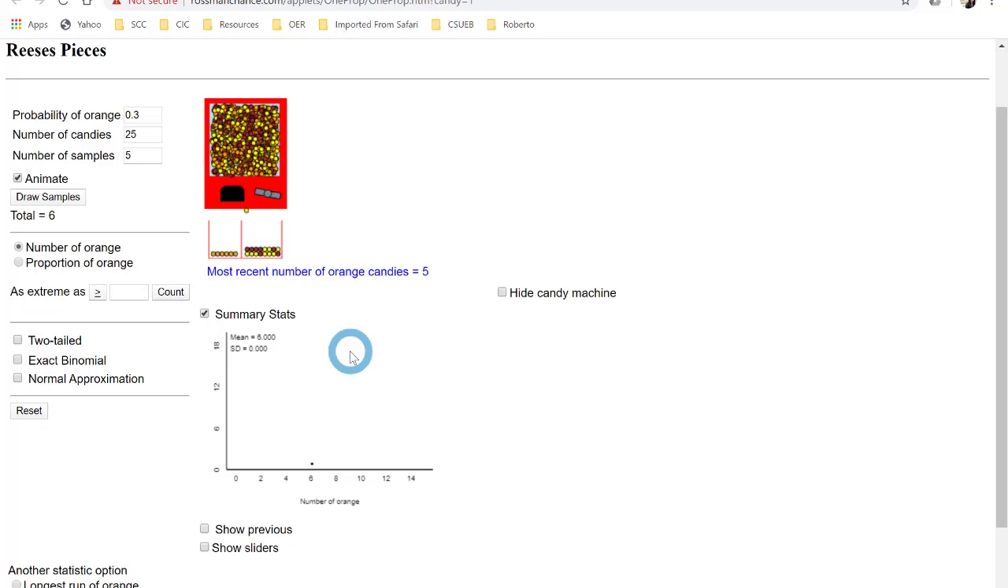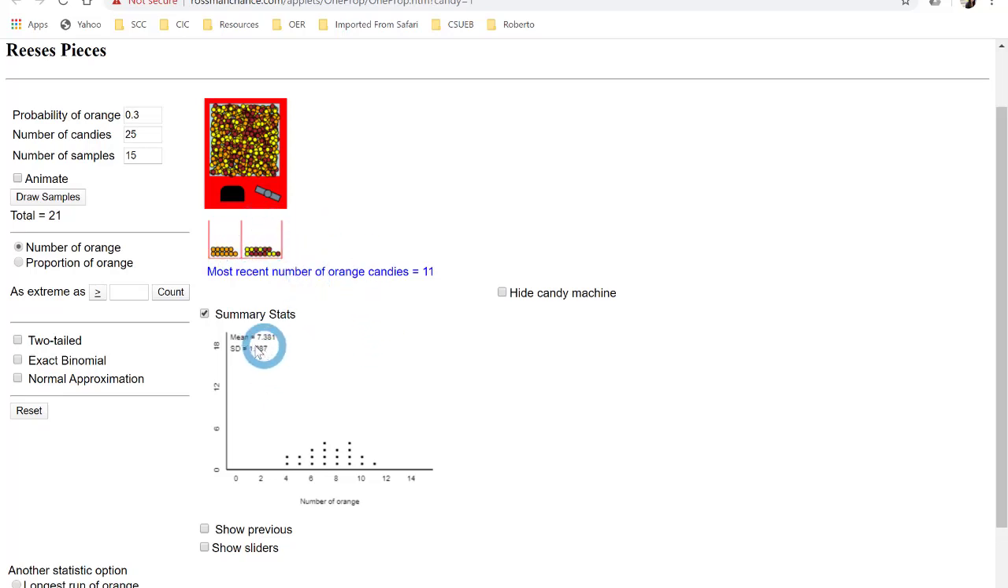And they're drawing 5. Notice that they have a mean of 7. So we got 6 and then 7. So let's go ahead and make it a larger number of samples. Now I'm going to take 15 samples, each of size 25, in which I said 30% was the probability of drawing an orange. So let's go ahead and draw the samples.